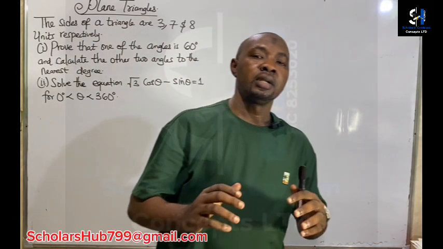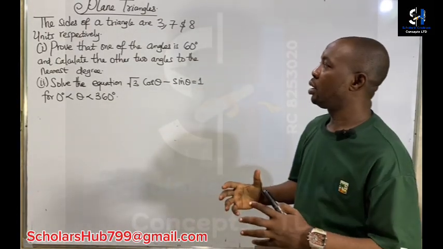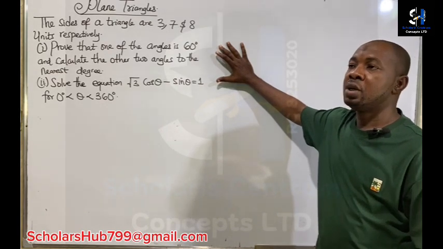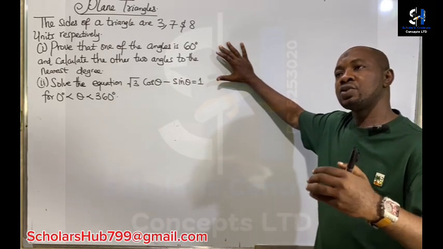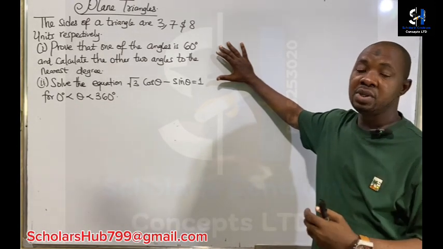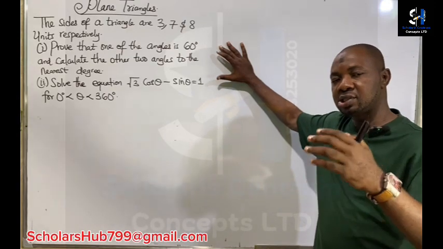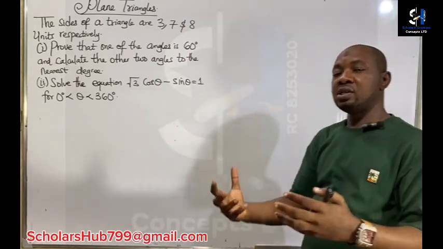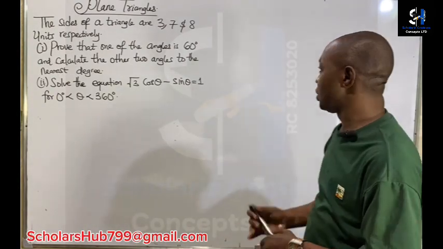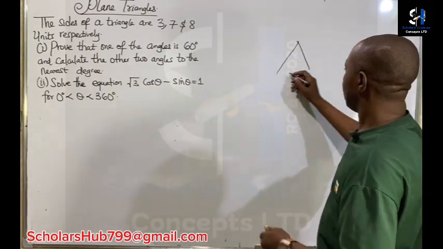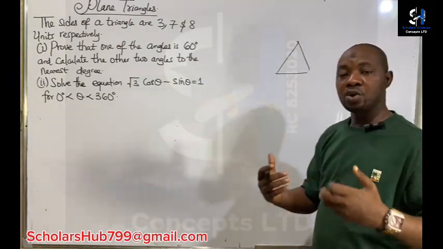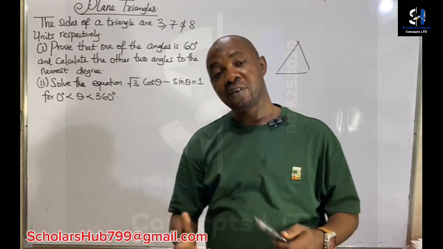In this video we'll be learning how to solve this question about plane triangles. Plane triangles are triangles that lie in what we call a single plane, meaning that all three vertices and sides of the triangle are contained within a two-dimensional flat surface. That's why when we draw a triangle, it looks like a flat surface.